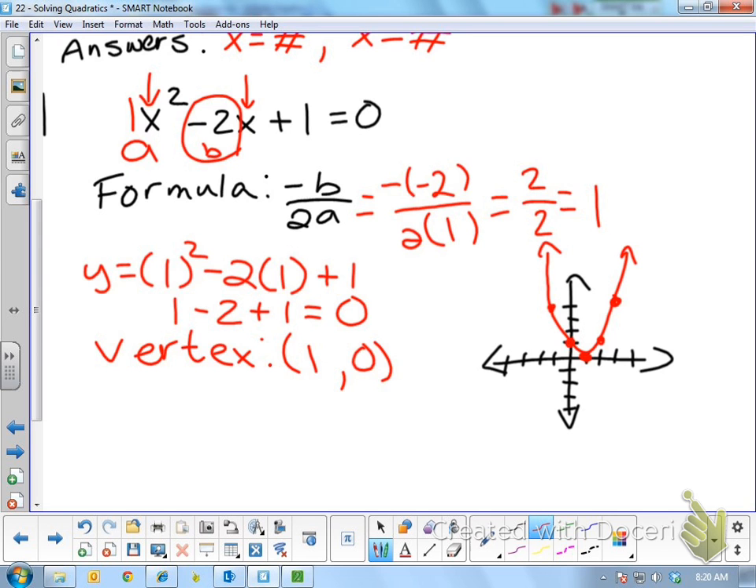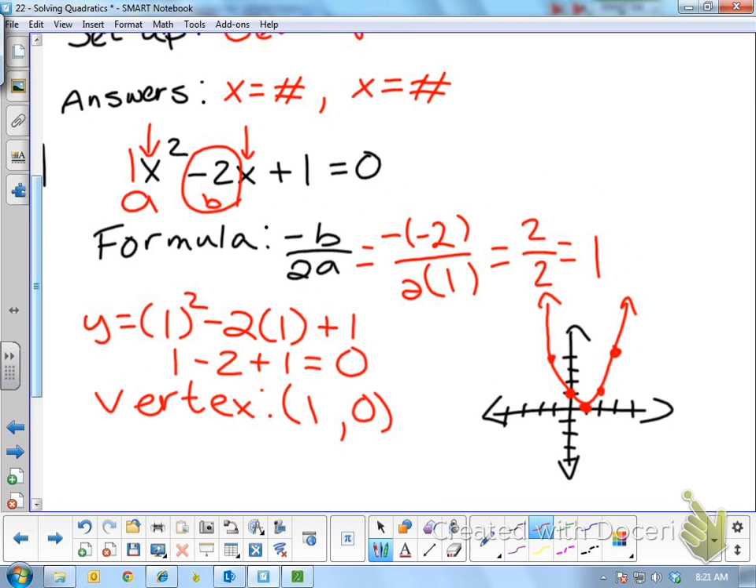So our answers should look like that. And I should have also been a little more specific on the answer part. It's where we cross the x-axis. Where the parabola crosses the x-axis.